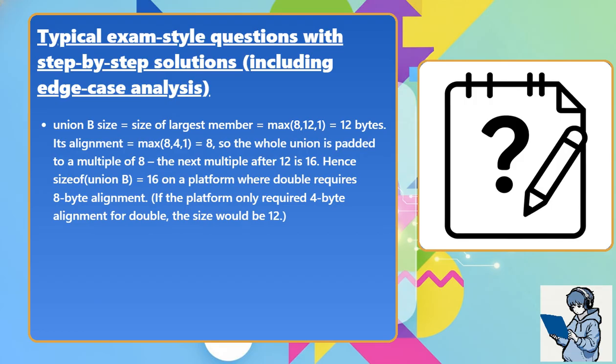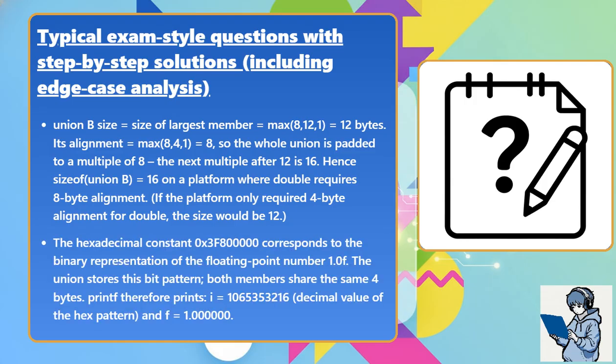Union B size equals the size of its largest member, the maximum of 8, 12, and 1, which is 12 bytes. Its alignment is the maximum of 8, 4, and 1, which is 8 bytes, so the union is padded to the next multiple of 8; the next multiple after 12 is 16. Therefore, the size of union B is 16 bytes on a platform where double needs 8 byte alignment. If double only needed 4 byte alignment, the size would be 12 bytes.